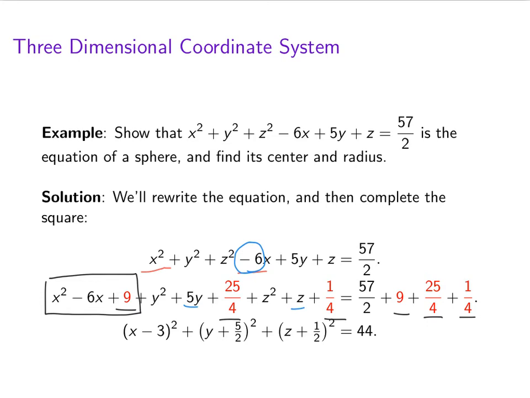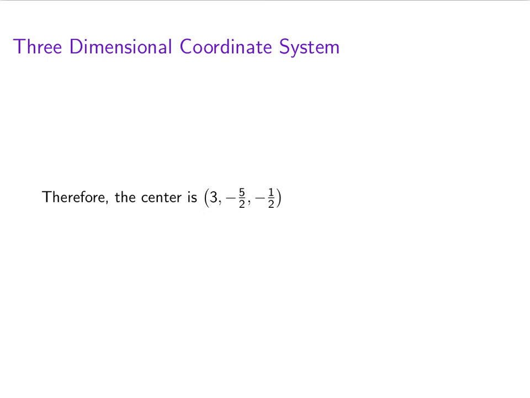When you piece all these together, this perfect square, x squared minus 6x plus 9, turns into x minus 3 quantity squared. Each one of these collections turns into a perfect square, which is exactly what we want. Now we can recognize the final result as being the standard equation of a sphere. We should be able to see that the center is 3, -5/2, -1/2. And the radius is square root of 44, which is the same thing as 2 root 11. Either way is fine to write that.